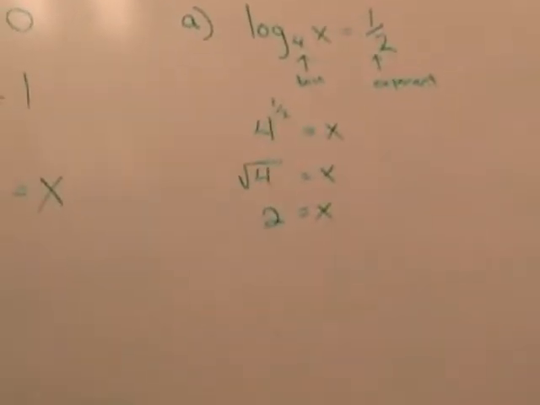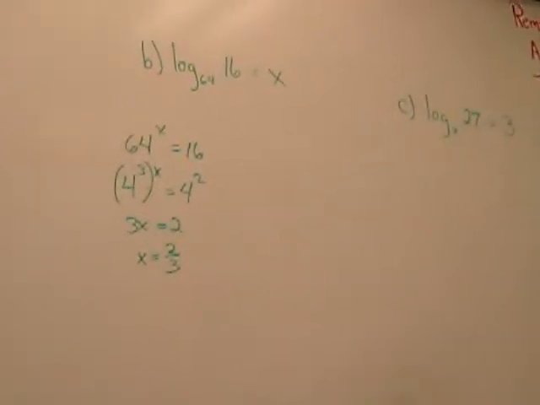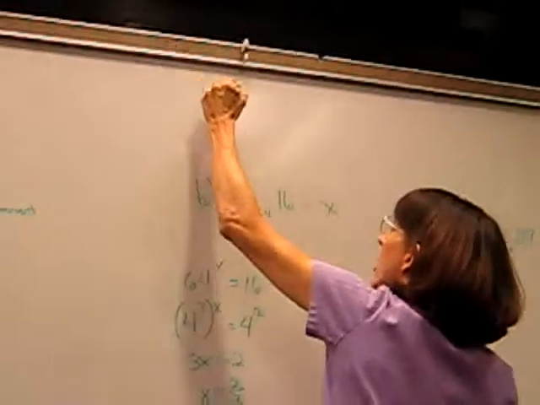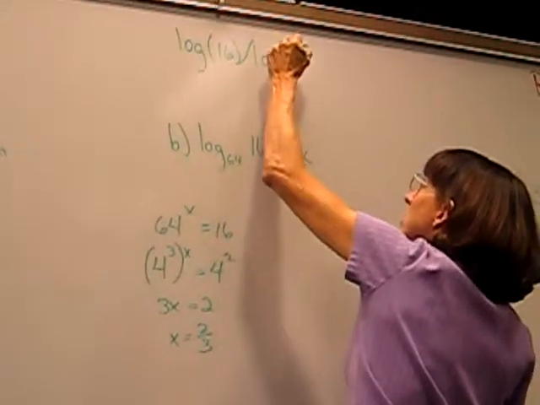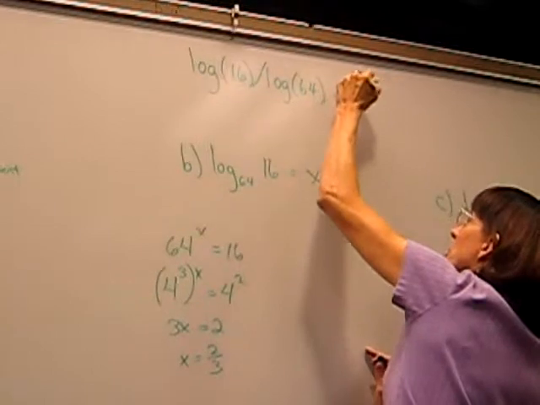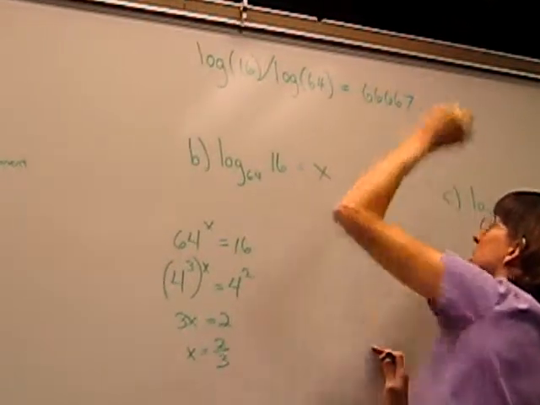If you want to see it worked out using the calculator, you do log 16 divided by log 64. And you push it, you get 0.666667.